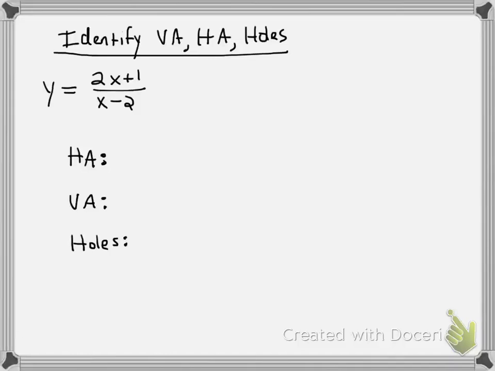So this video is going to be about identifying any vertical asymptotes, horizontal asymptotes, and holes. The first thing that you should always try to identify from a function is the holes. So our function is (2x + 1) over (x - 2). Now, to identify a hole, that is any common factor that divides out. Well, if you look, there aren't any common factors that can divide out, so I'm going to write none, because there are no holes.